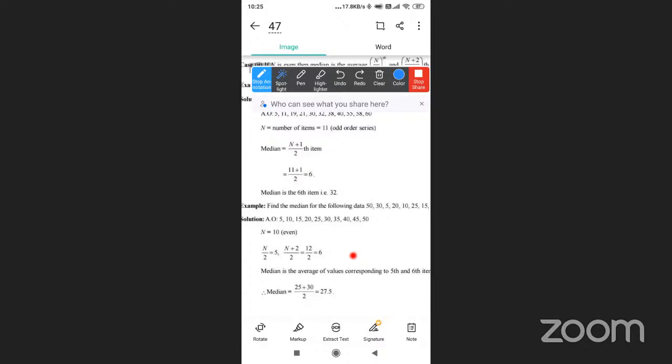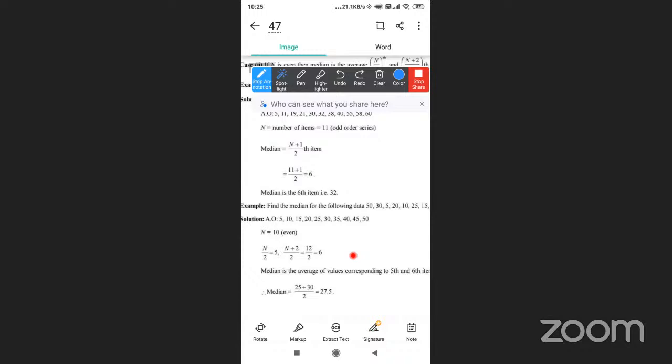So the median equals the n plus 1 by 2th item when n is even. Now n is nothing but what? 10 is given. 10 plus 1, 11. 11 by 2 equals 5.5. So the 5.5th item.